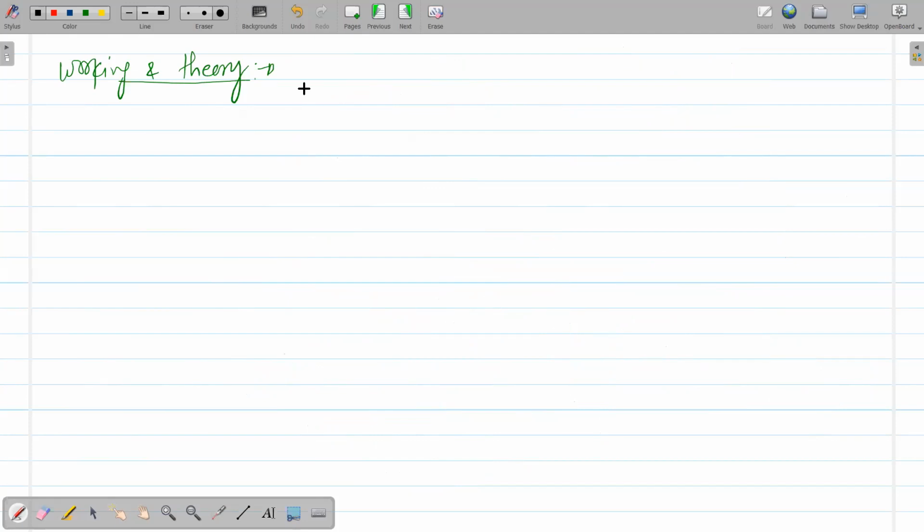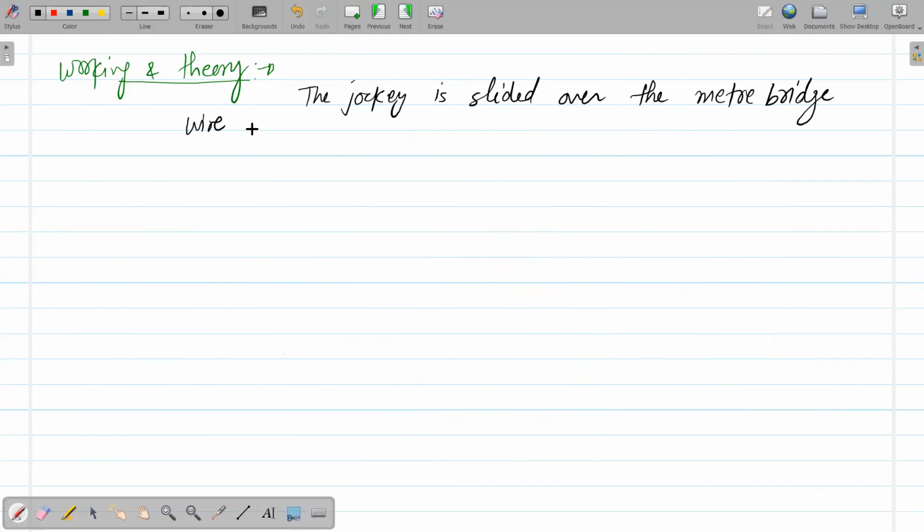In working, I would say that the jockey is slid over the meter bridge wire in order to get the bridge balanced. Now I think you have also got why this is known as a meter bridge, because it is based on the Wheatstone bridge. So in order to get the bridge balanced, what will happen?